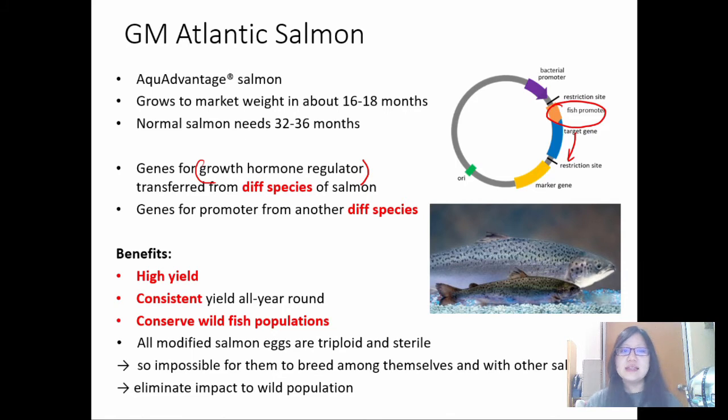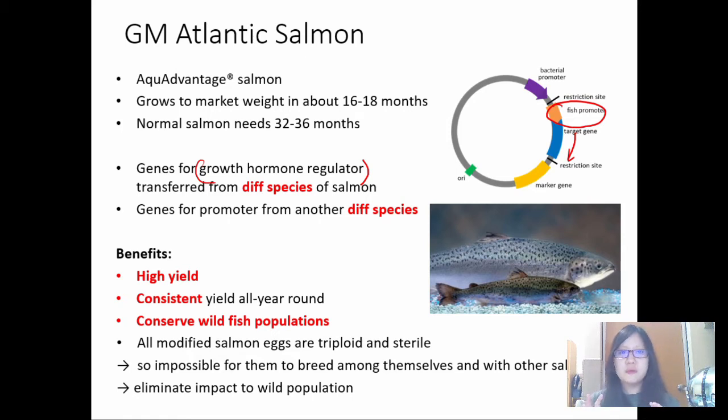Now, this is an animal, so salmon. Think of livestock like cattle, sheep, any like chicken. Think of all livestock. These are animals, and genetically modified animals are kind of difficult.